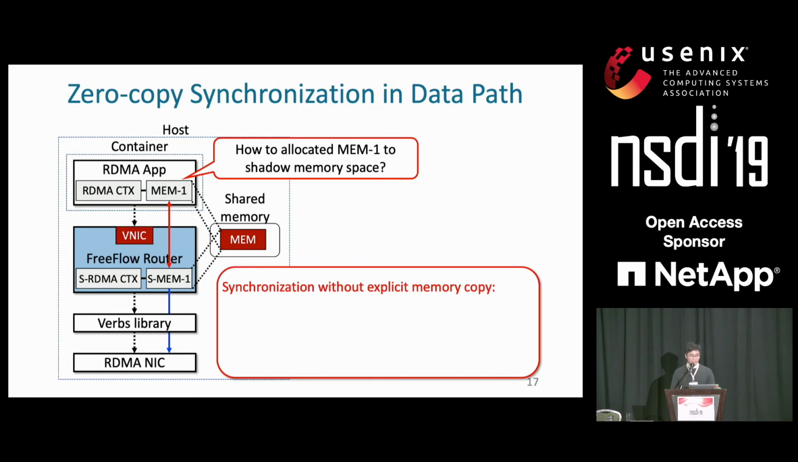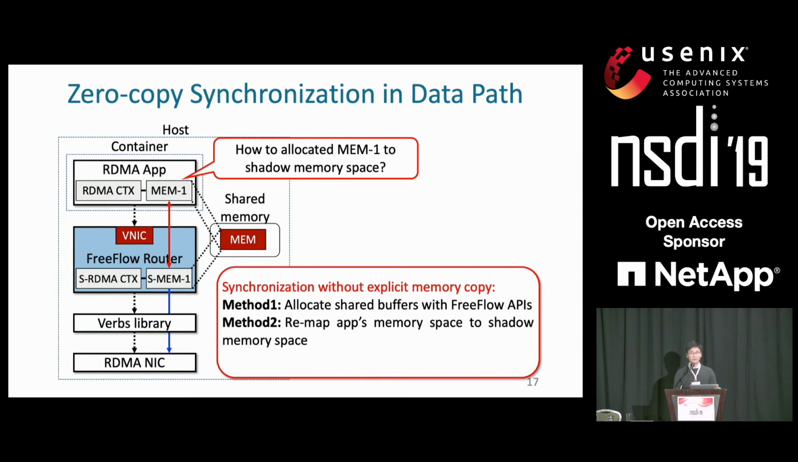FreeFlow provides two methods for this. The first method is to allocate the app's memory region using FreeFlow's memory allocation API, which allocates the application's data buffer to the shadow memory region. But it requires some code modification. The second method is to remap the app's memory region to the shadow memory region. In this method, while it does not require code modification, it requires the app's memory region to be page aligned. And from our experience, most RDMA applications already make their data buffers page aligned. So the FreeFlow router can just remap the application's region to the shadow memory region. Because each method has different trade-offs, we provide both methods for the developers.